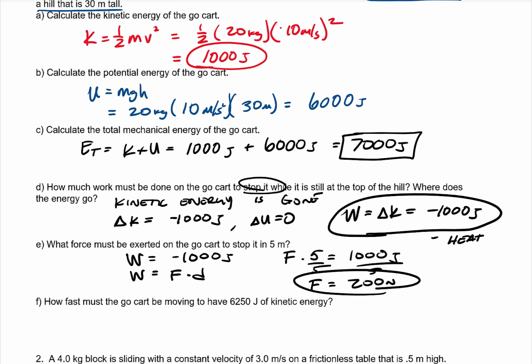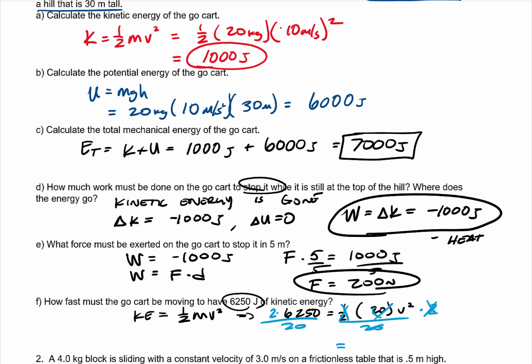In order for the go-kart to have 6,250 joules of kinetic energy, how fast does it have to go? Well, I know kinetic energy is 1/2 mv squared. So if we plug in what we have, 6,250 joules is equal to 1/2 times the mass of 20 kilograms times the velocity squared. So in order to solve for the velocity squared, we got to multiply both sides by 2. It gets rid of the 1/2. We got to divide both sides by 20.